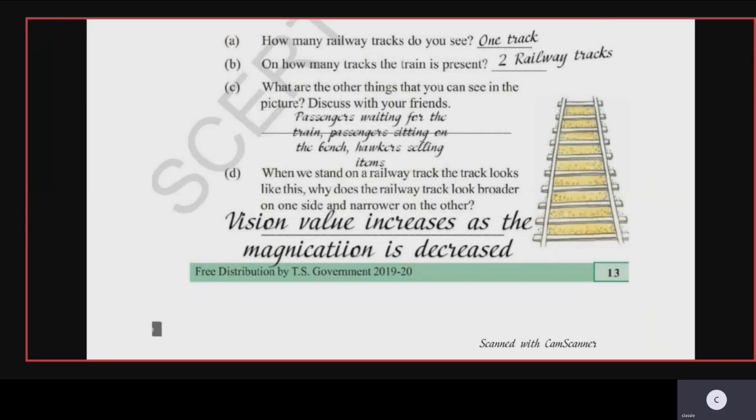And magnification is nothing but the sight seeing of the objects or the things which are being seen by us. That has decreased, so they are looking very small to us. So that is called magnification is decreased. This is a part of physics, children. You will learn this in your higher classes, in your 6th class or 7th class.